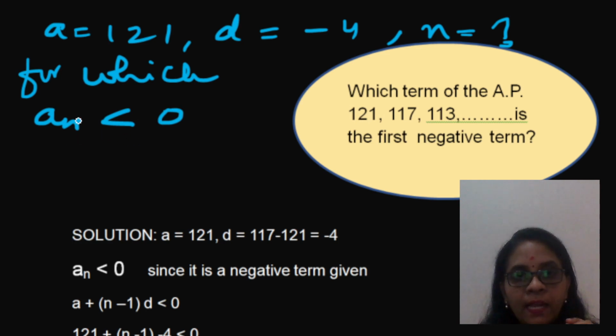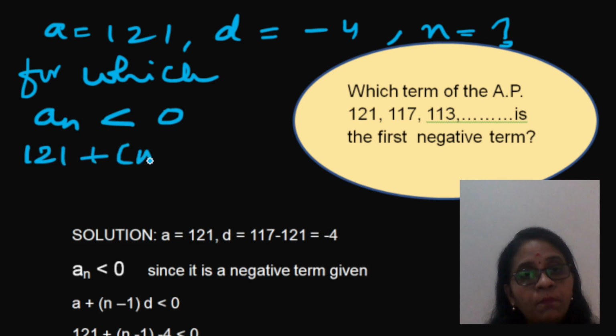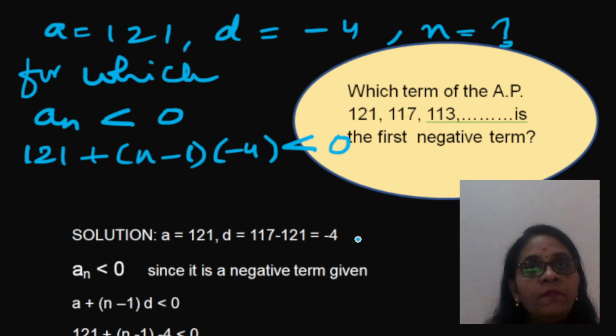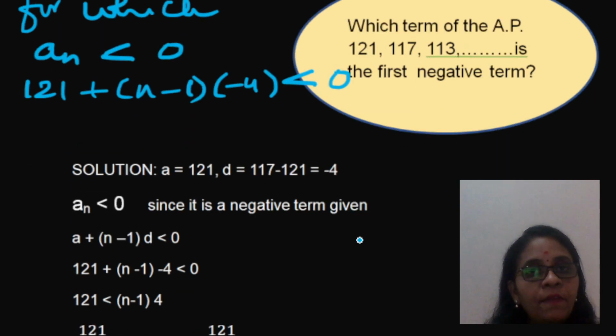And children, what is the formula for an? An is equal to a plus n minus 1 into d. So, here n is unknown and a is 121. So, it is 121 plus n minus 1 into minus 4, which is less than 0. We have learned how to solve inequations. Following the same pattern, we will solve for it and we will get the value of n.